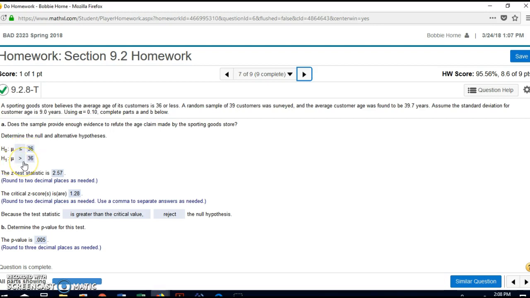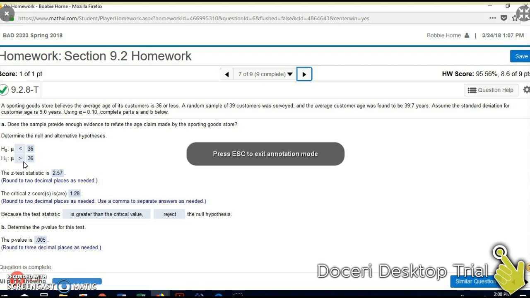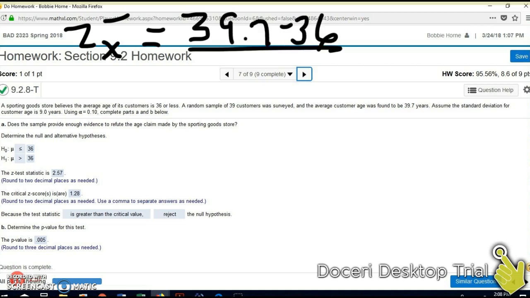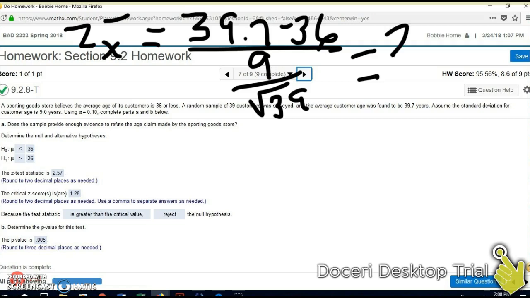Question number 7, you can see that the average customer is 36 or less, so less than or equal to 36, which makes our alternate greater than, which is a right tail test. So we have to do our test statistic, and we know that that would be 39.7 is our mean minus our null. And then our standard deviation is 9 divided by the square root of 39. So our test statistic is 2.57, and this is a right tail test.